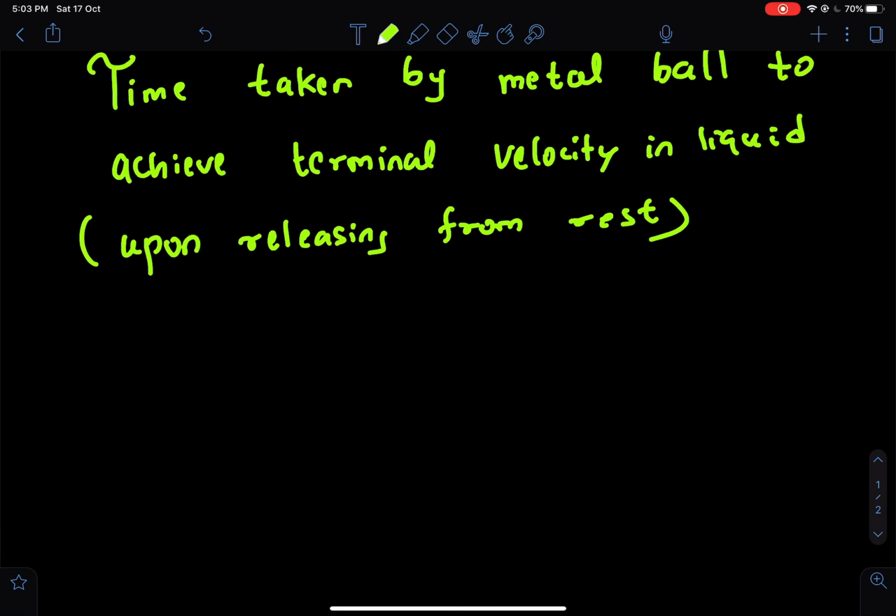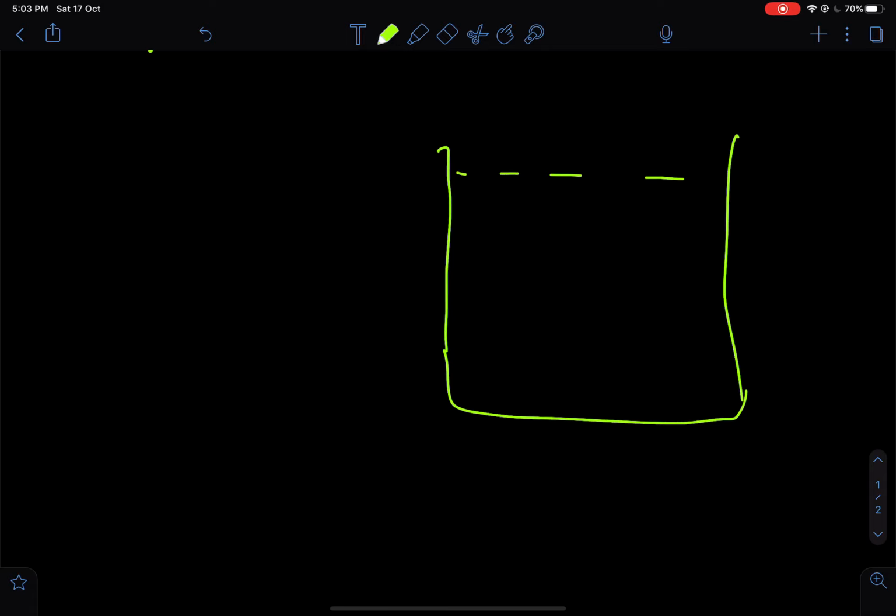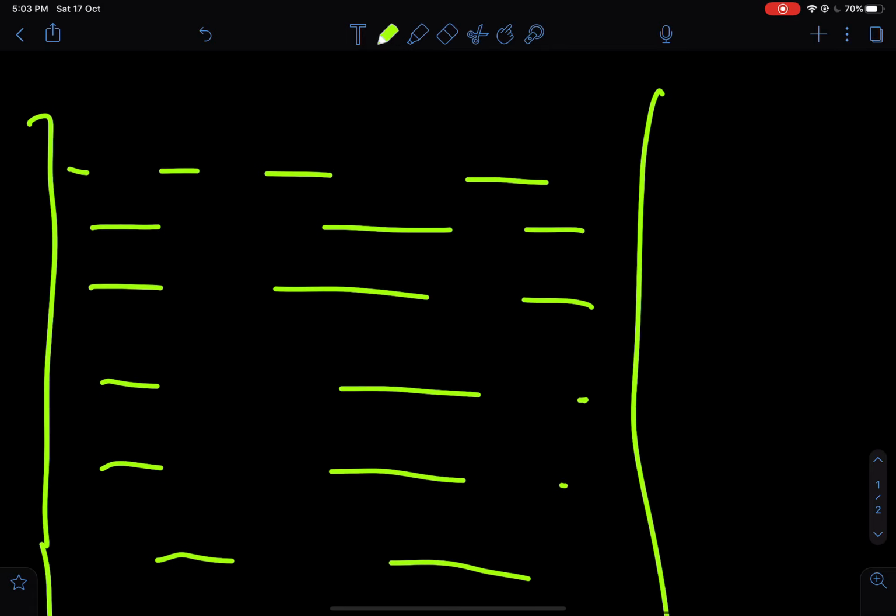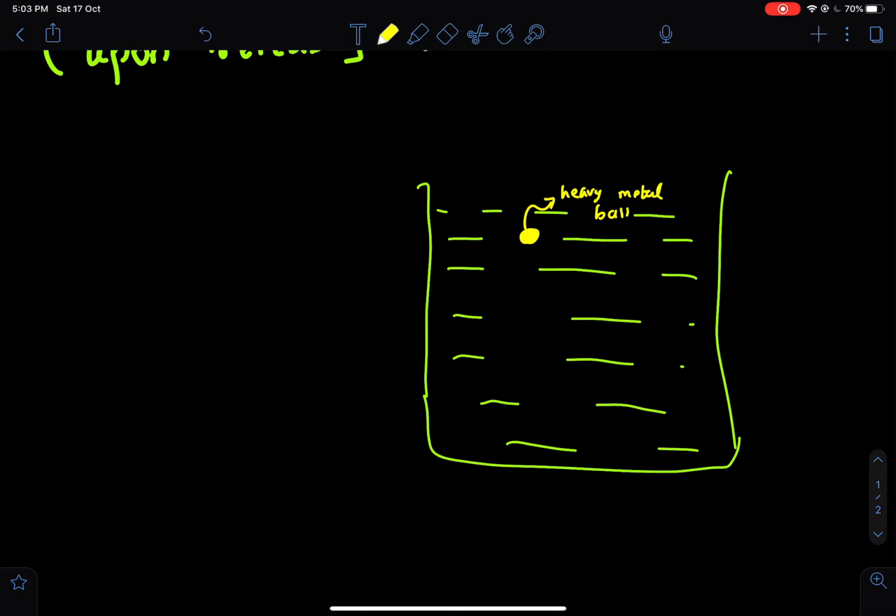Okay, there is a concept of when the terminal velocity is reached. For example, if we have a tank filled with liquid, let's say water, and there is a heavy metal ball that we are releasing from the top. The question is, we release the ball from rest, and we know that it's going to achieve terminal velocity. But when? And after covering how much distance?